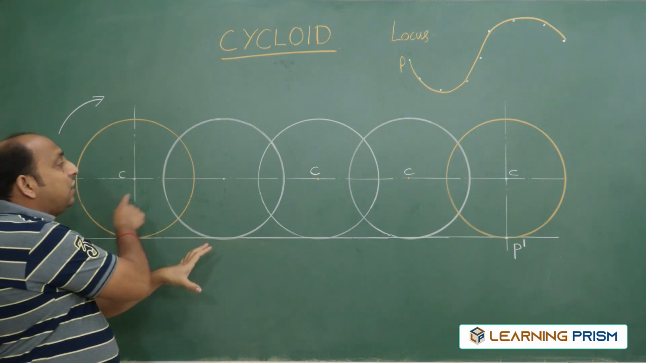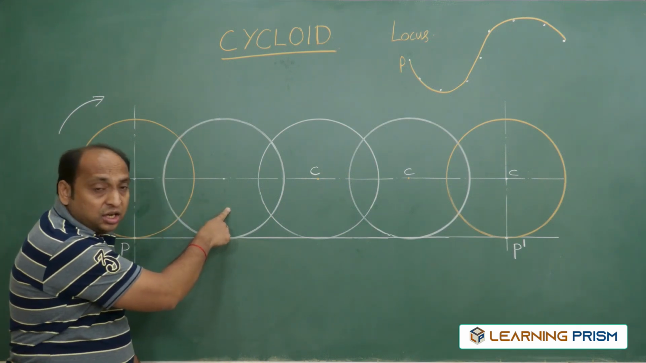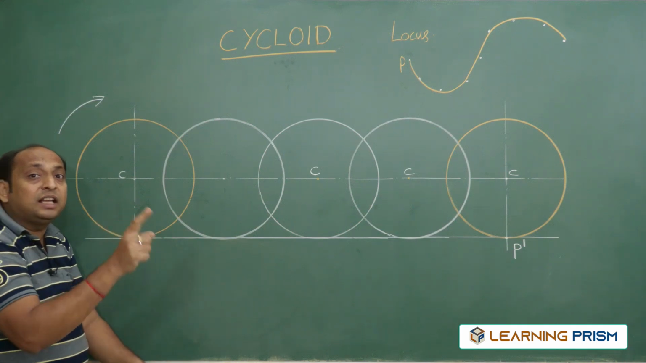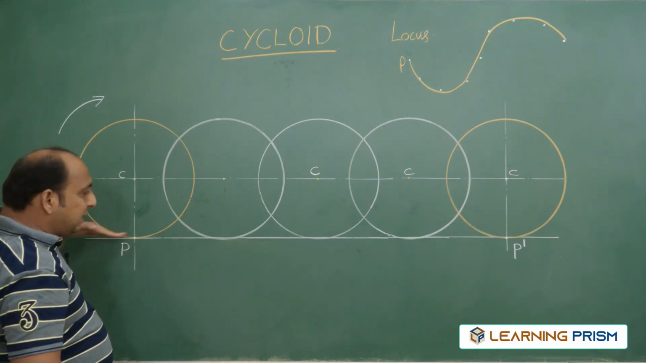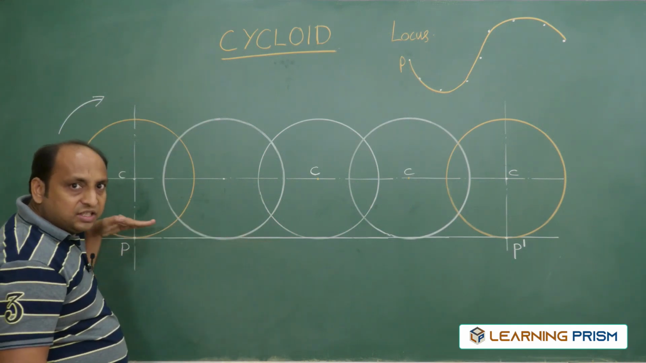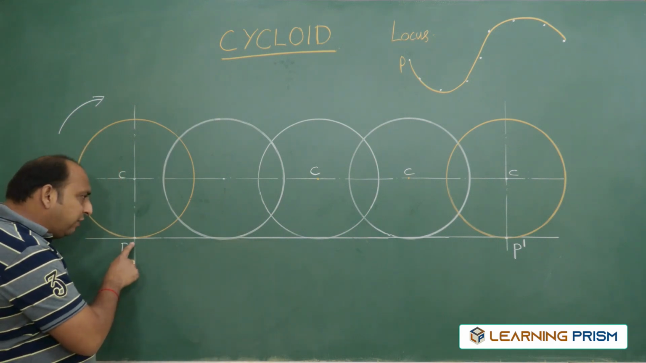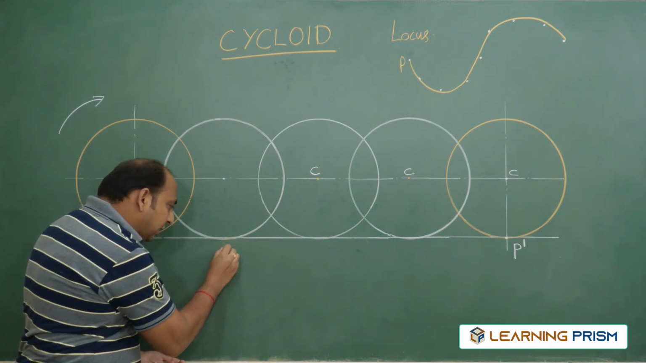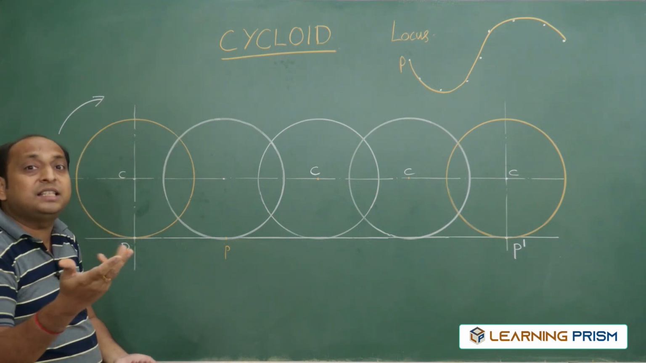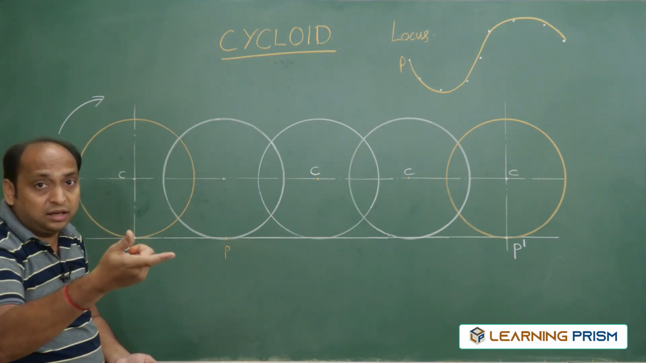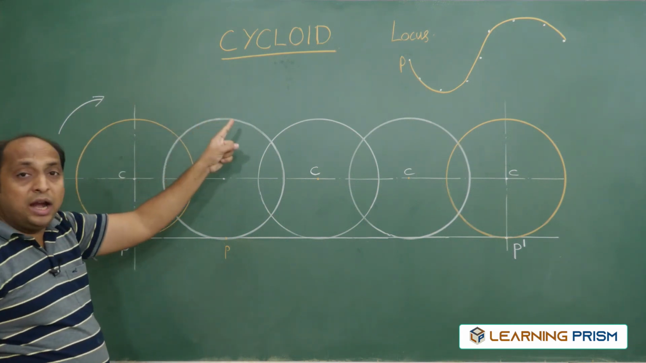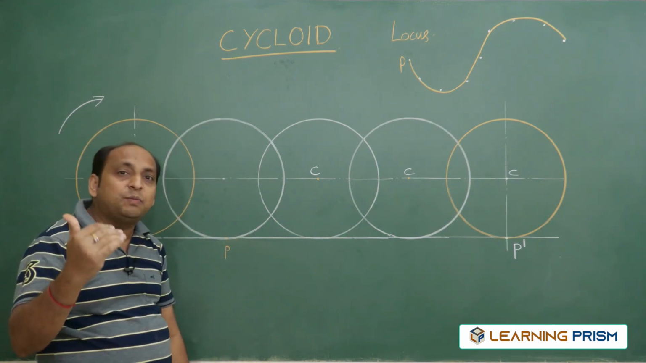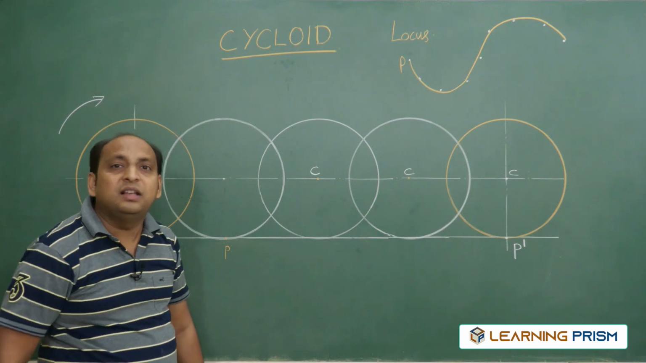Even though the position of the circle has changed, the position of the point P will not change if the circle slips. So if it is just slipping, point P will be on the ground only. Point P will be here only because it is slipping, it is not rolling. So for the cycloid, slipping should not happen. That is why that condition has been included in the definition for cycloid.